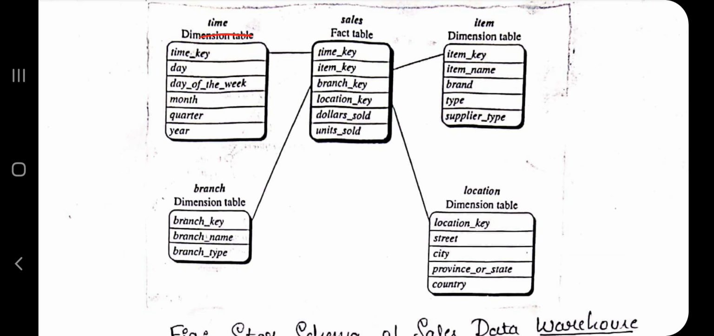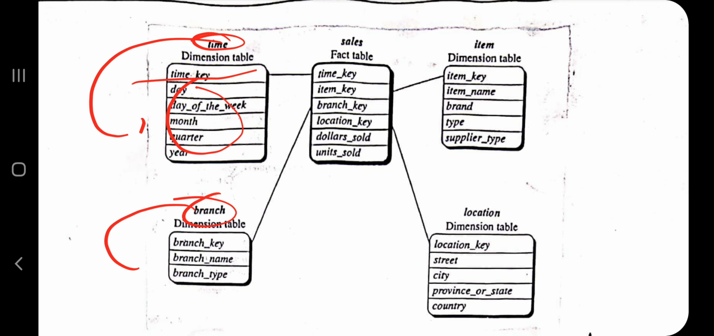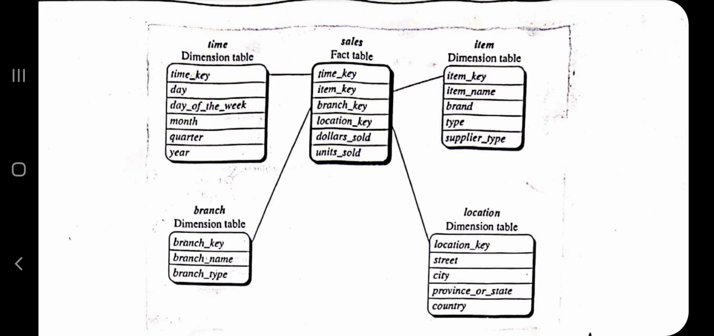The remaining tables are time, branch, location, and item. After storing the primary key, the extra information regarding branch and the others will be stored in their respective tables. So that's how the star schema is, because it looks like a star, right? It has branches in different directions, and the fact table is in between. So that is a star schema.